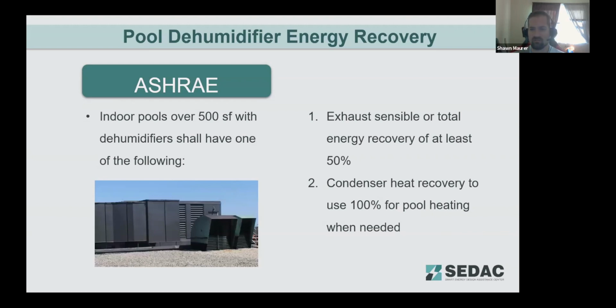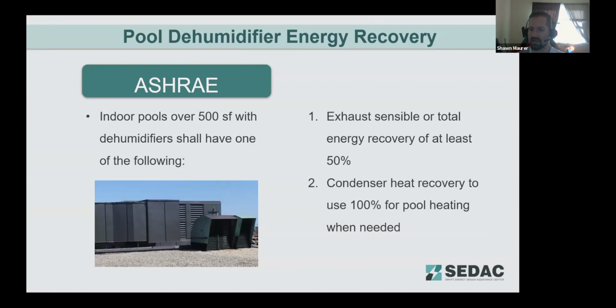Pool dehumidifier energy recovery. Pool dehumidification is one of those areas that requires a lot of energy as you're trying to manage a lot of latent load. It can also increase chemical use. If the humidity is driven too low, you get a lot of excess evaporation off the pool. As you replace the water, you also have to replace the chemicals to maintain the balance in the system. So ASHRAE does require energy recovery at a fairly low threshold of only a 500 square foot natatorium space. So if your indoor pool is over 500 square feet with dehumidification control, you should have a sensible exhaust or total energy recovery of at least 50%, or condenser heat recovery to use 100% for pool heating when needed.